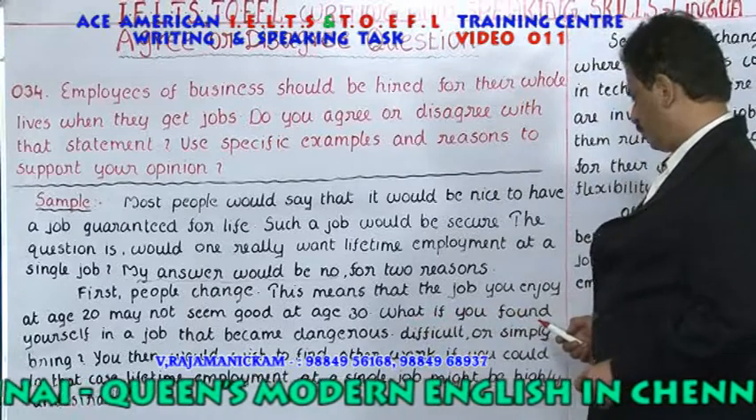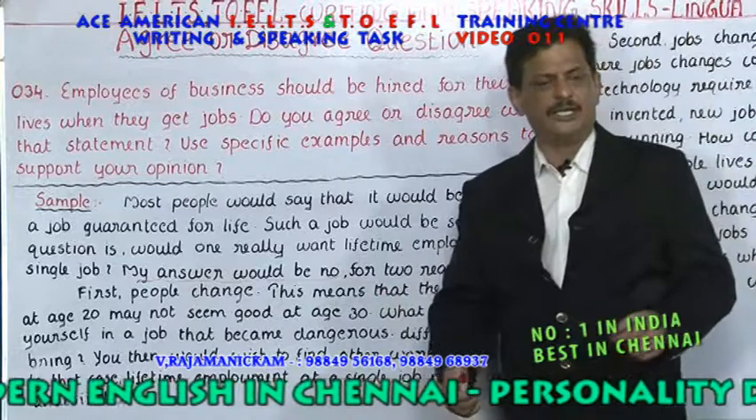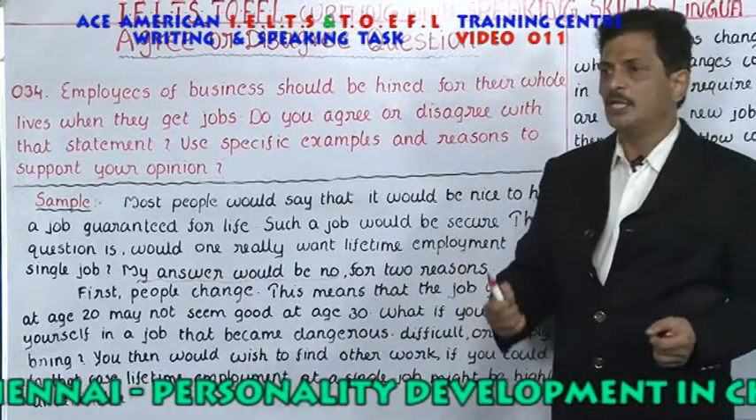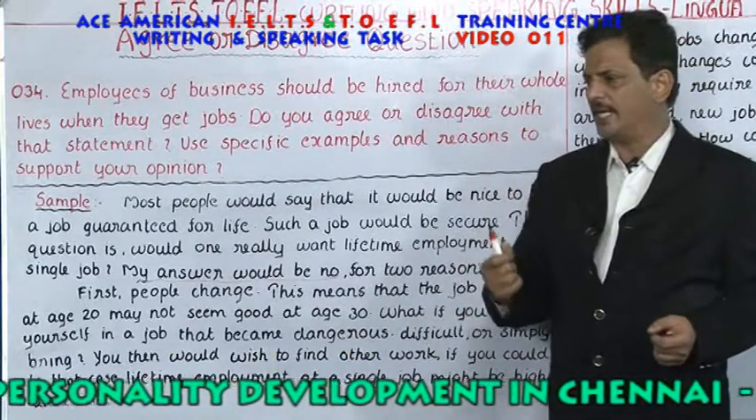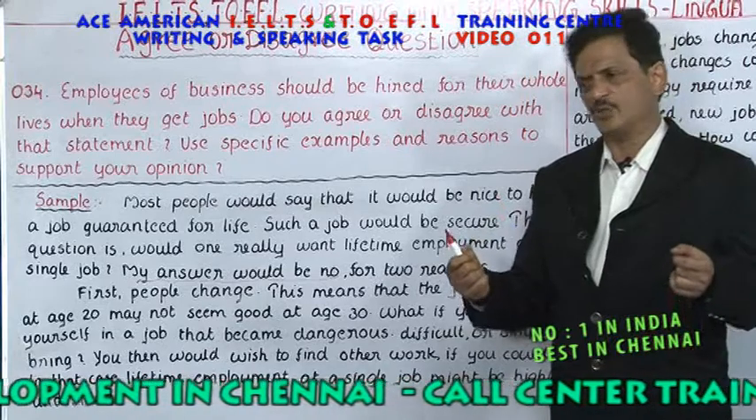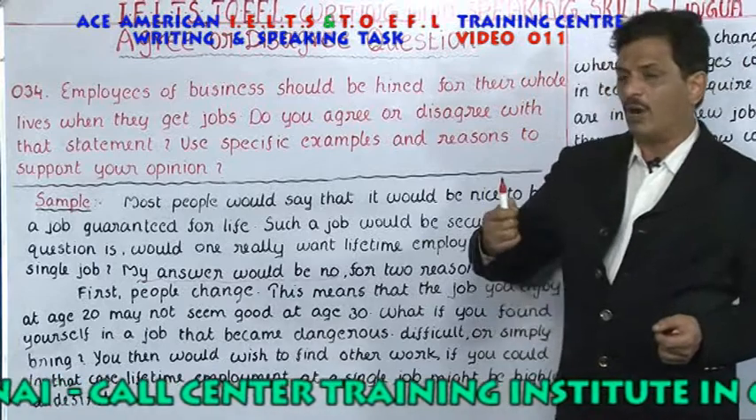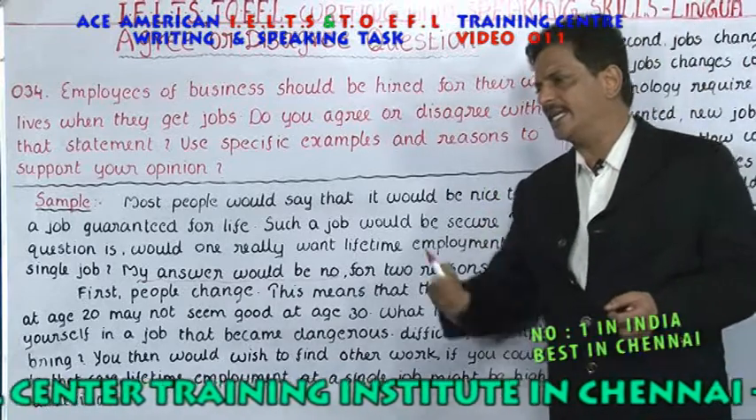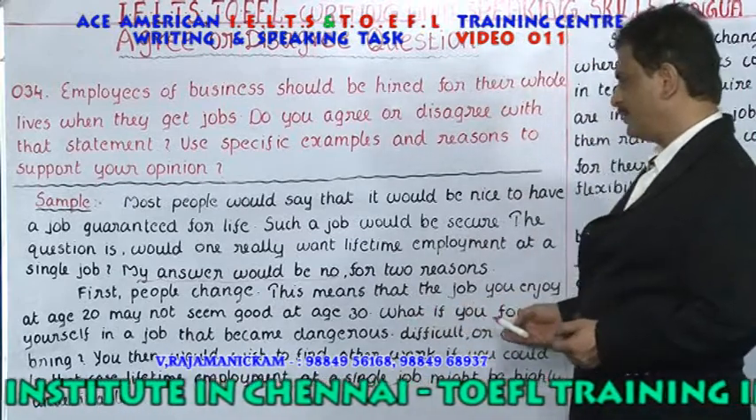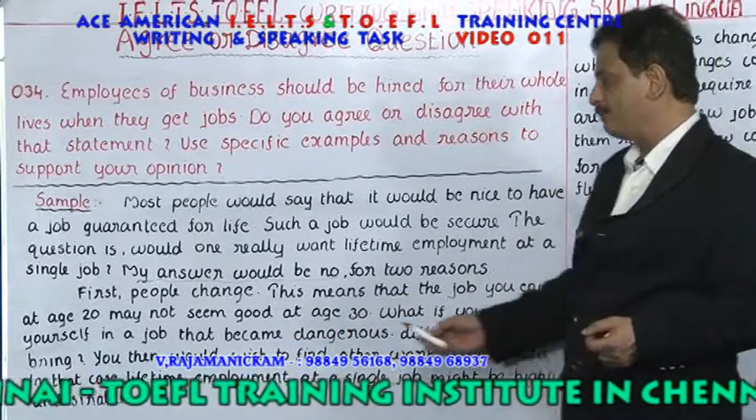What if you found yourself in a job that became dangerous? Say, a military man, a soldier, at the age of 20 to 30, has the vitality and power to look at the border, to safeguard the border. But at the age of 30 he finds it very dangerous, and in his 40s he finds it dangerous. So what seems good at the age of 20 doesn't seem good at the age of 30. What if you found yourself in a job that became dangerous, difficult, or simply boring?